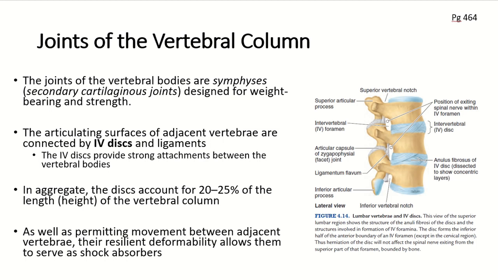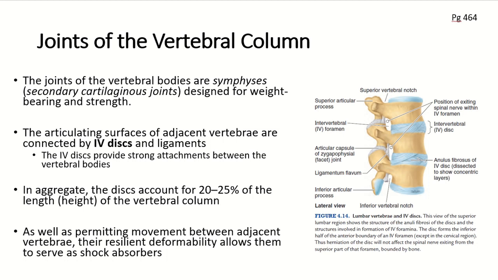The intervertebral disc provides strong attachments between the vertebral bodies, and they unite them into a continuous semi-rigid column and form the inferior half of the anterior border of the intervertebral foramen. As I said at the start of this lecture, the first part, the discs account for 20 to 25% of the height of the vertebral column, and as well as permitting movement between adjacent vertebrae, their resilient deformability allows them to serve as shock absorbers.